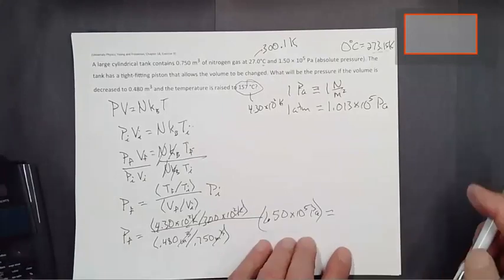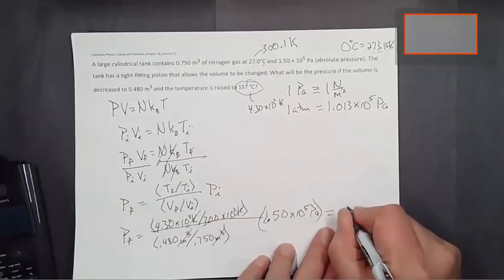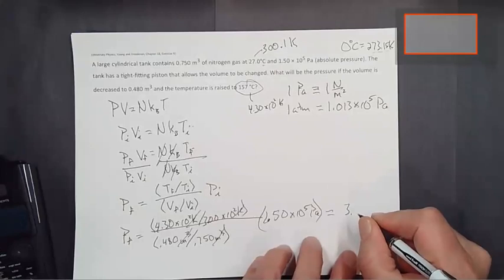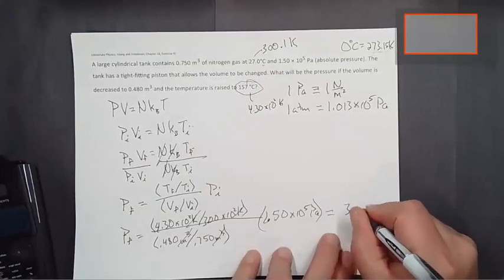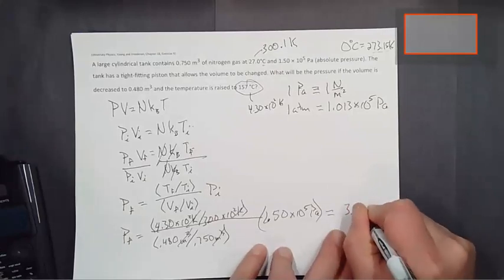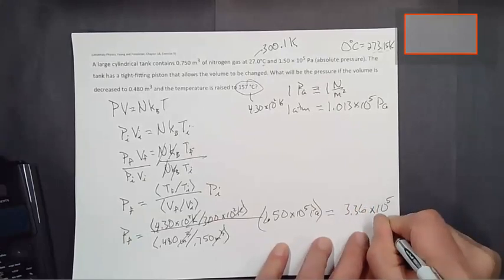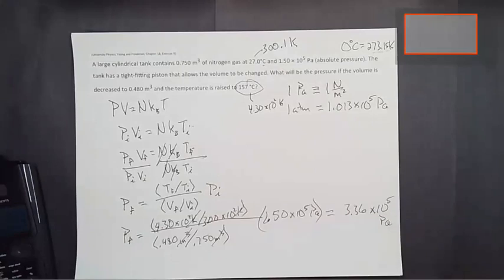This should work out. We get a pretty good increase in pressure, about 3.36 times 10 to the 5th Pascal. I think I can keep 3 sig figs on this. So there, that wasn't too bad.